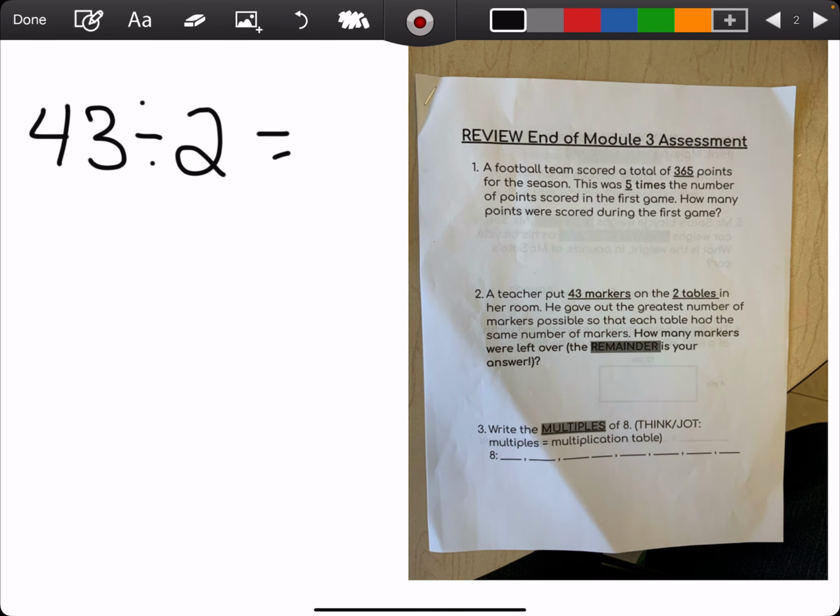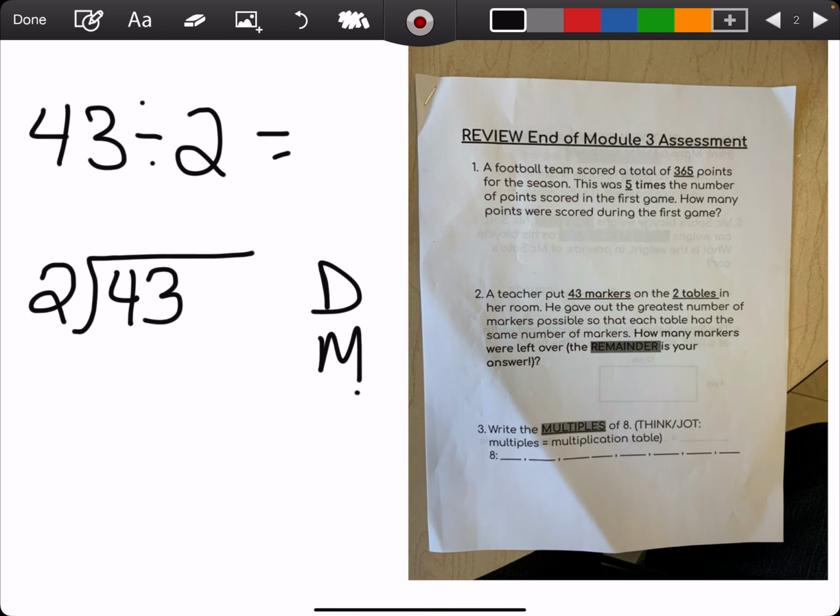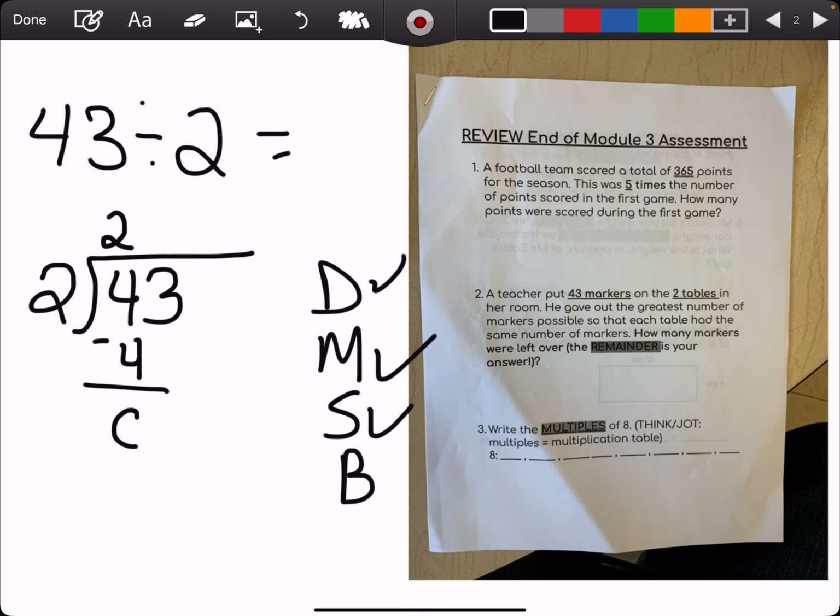I'm going to set this up long division again. 2 is my divisor, 43 is my dividend. Put my checklist on the side. Now, 2 goes into 4. How many times without going over? Well, it actually goes into it 2 times evenly. Divide. Now multiply that 2 I just put in my quotient times the divisor. So 2 times 2 is 4. I multiplied. Let me subtract. 4 minus 4 is 0.